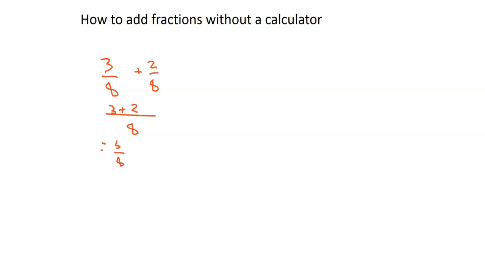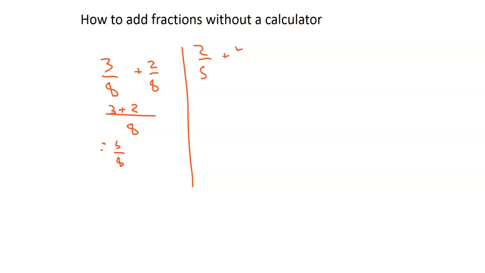So just use the same denominator, then add the numerators. So it will be 5 over 8. Let's just try another one with the same denominator. Let's say now I've got 2 over 5 as our denominator.